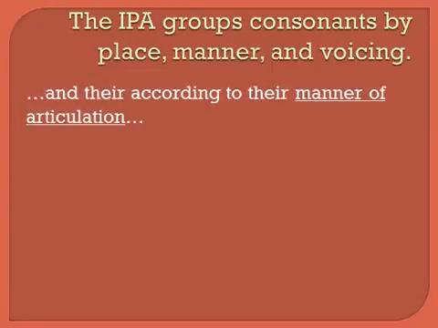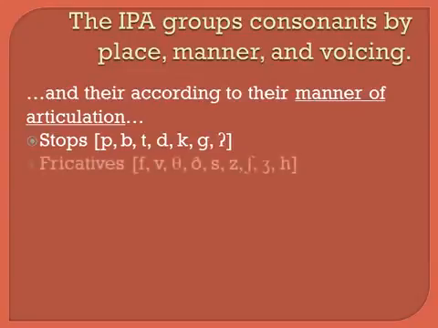Another way that the IPA chart groups sounds is not just by the place of articulation, but the manner of articulation. In other words, how does the mouth obstruct the flow of air as it's pronouncing a consonant? All consonants involve some sort of obstruction of the airflow, but how that air is obstructed affects the sound of the consonant. So for instance, in some sounds, the air stops completely. P, b, t, d, k, g. That's a complete obstruction of air and then a release.